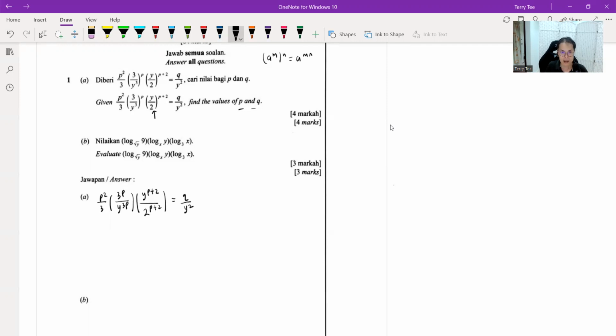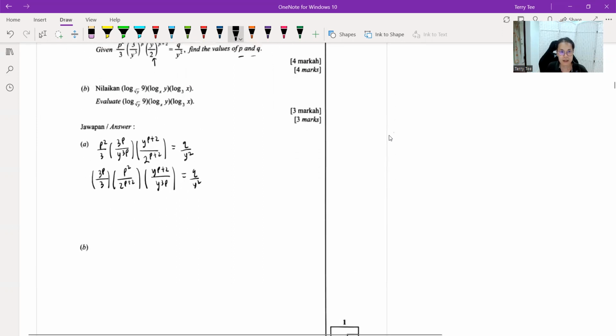Okay, next, let's group them together. Maybe put a number in front. The number in front is 3. And we do P over 3 power P over 3 put together. Now you still have a 2 here, 1 over 2 power P plus 2. Well, you can put a P squared on top if you want. And then you have a Y power P plus 2 and a Y power 3P. So what we want to do is to simplify this whole expression.